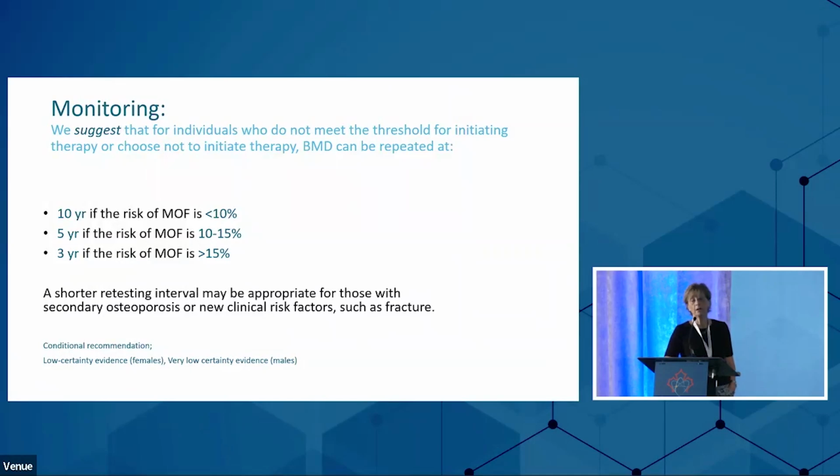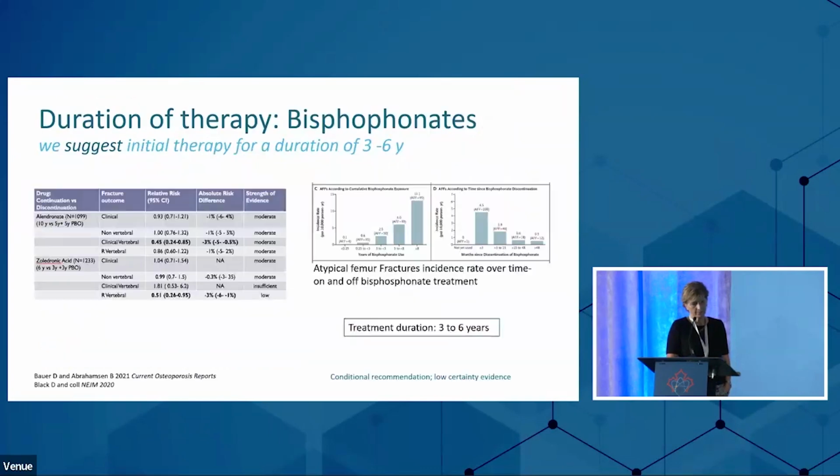So when do we recommend that those who are not on pharmacotherapy have another risk assessment, including BMD, if they meet those criteria that we've mentioned before? If the risk is very low, it could be up to 10 years, 5 years if the risk is in between 10 and 15, and 3 if the risk is higher. You'll notice that we only use the major osteoporotic fracture risk and not the hip fracture risk assessment, as they do in the US, for example.